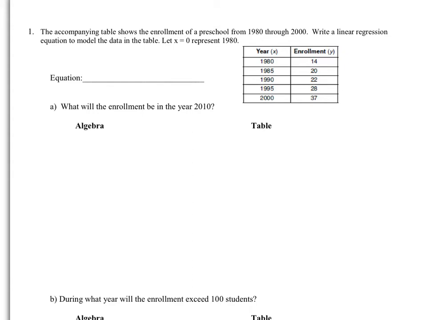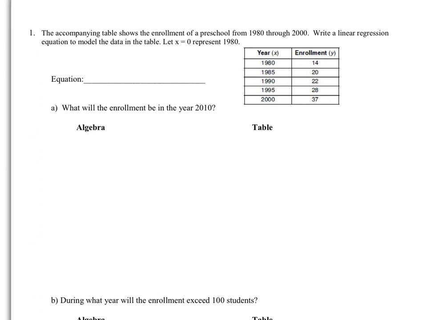Here I have a table which shows the years from 1980 to 2000. Let's be specific here. This is something we haven't seen yet. It says let x equal 0 represent 1980. So what I need to do is change what my x values represent. So 1980 would be 0. 1985, that would be 5 years after 1980, so that would be 5, 10, 15, and finally 20. It doesn't say anything about changing my y values, so that's okay.